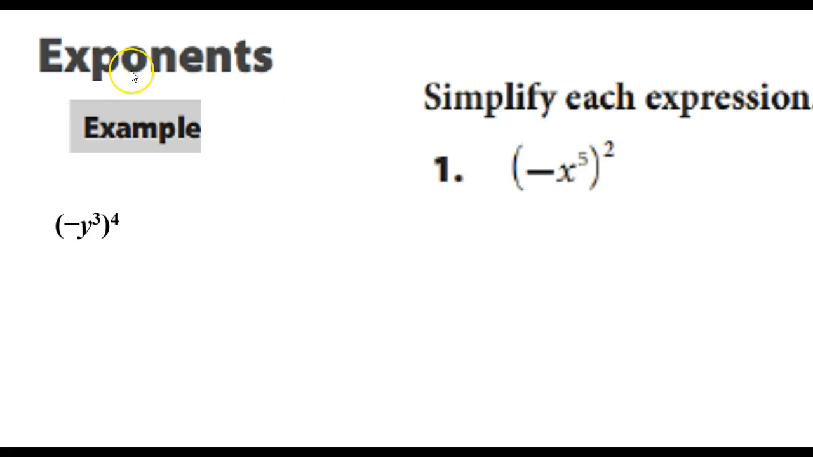Alright, moving right along, we're going to continue with exponents and simplify each expression. So here I have -y to the third, parentheses, to the 4th power. And I can do this in multiple ways. I have a -y to the 3rd power, which I can write now 4 times. So I can do this, which is totally fine. And the reason I wrote it down 4 times is because there's a 4 on that exponent. So if it was 5, I'd write what's inside 5 times, or if it was 6, 6 times.